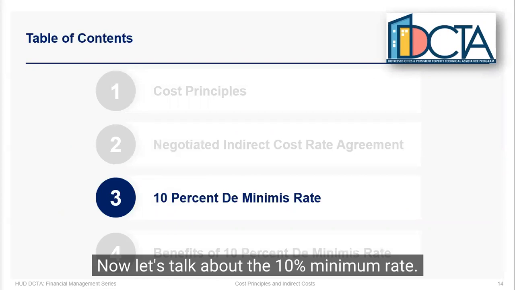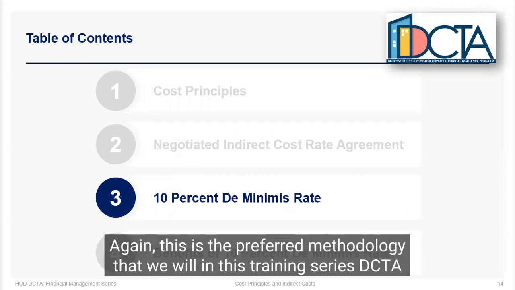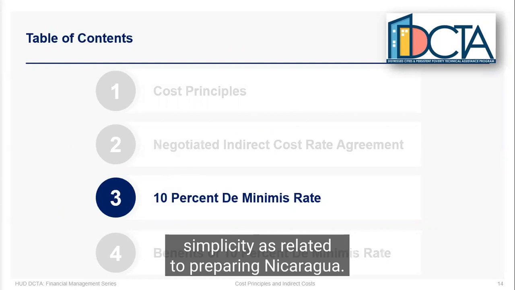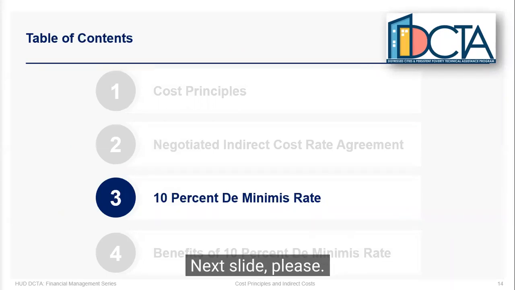Now, let's talk about the 10% de minimis rate. Again, this is the preferred methodology that, in this training series, we want our DCTA participants to implement and utilize for the very purpose of its simplicity as compared to preparing a NICRA. Next slide, please.